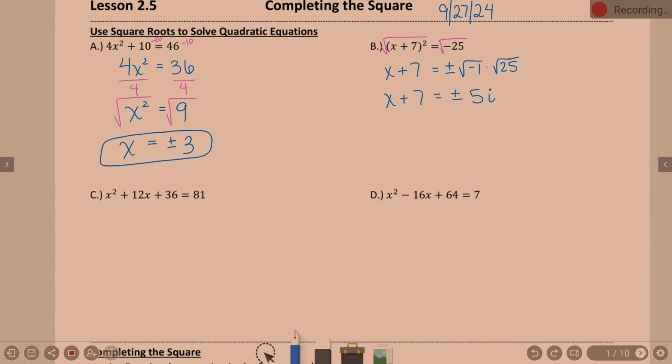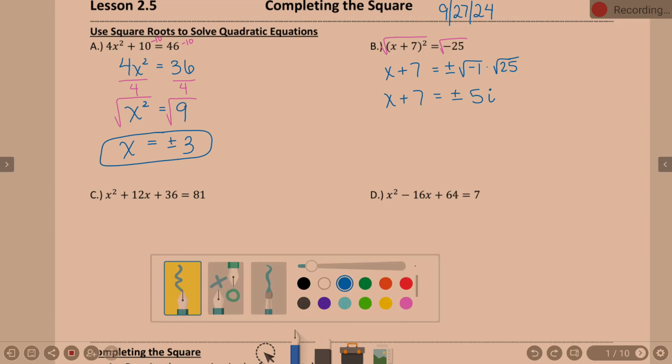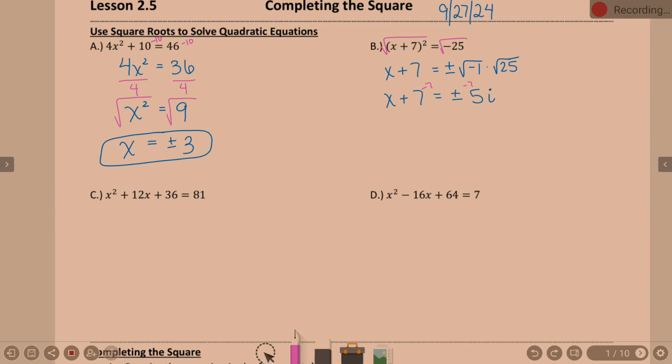My job is to solve for x. What's next? Subtract 7 to the side. If it's x plus 7, I'm going to subtract 7. Now, okay, the left side.